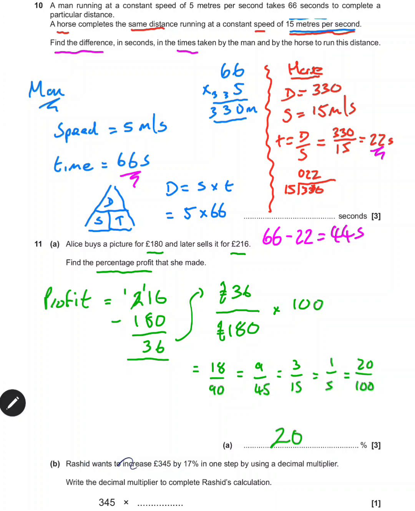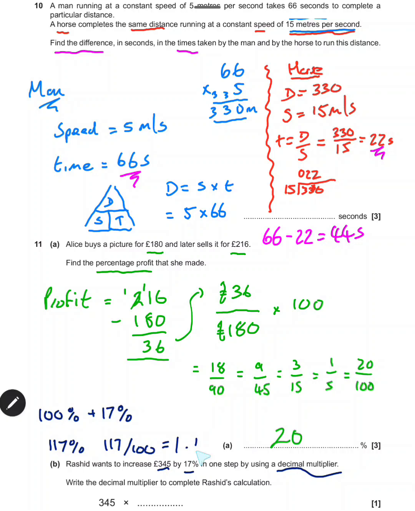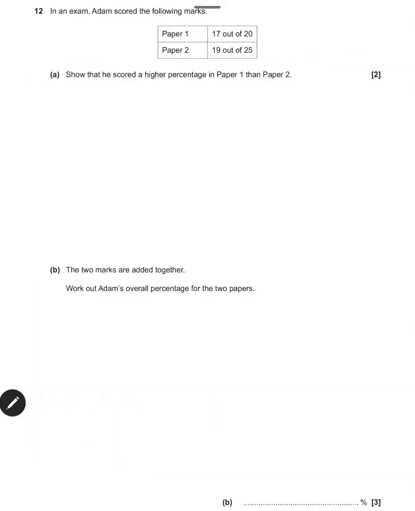And part B of this question, it says, my mate Rashid wants to increase by 17% just using a single decimal multiplier. And we need to know what it is. Well, we always start with 100%. That's important. And if we're increasing by 17%, we're adding 17% on. So altogether, we've got 117%. Percent is out of 100. And this is now just a division. 117 divided by 100 is 1.17. There's your decimal multiplier.